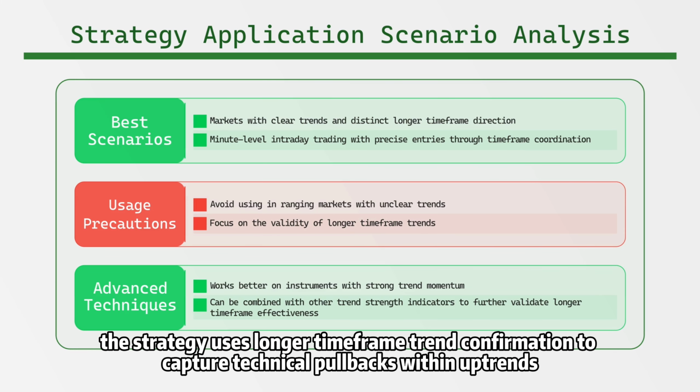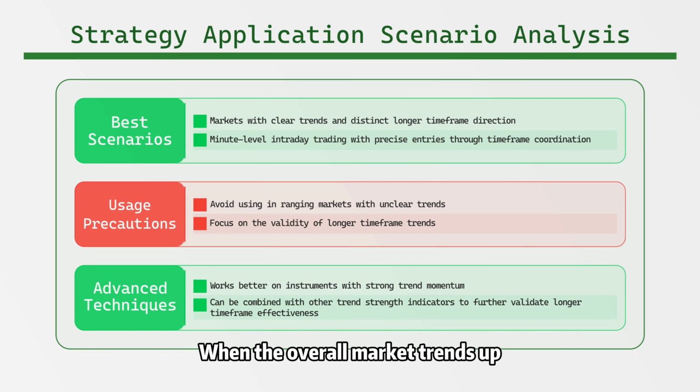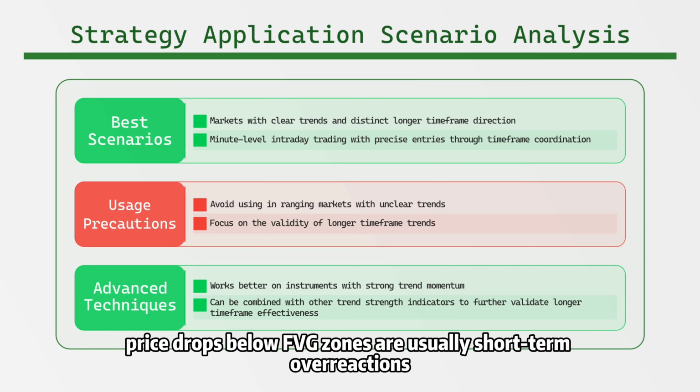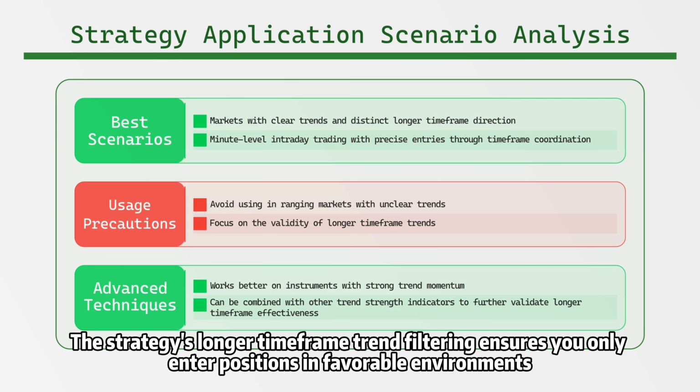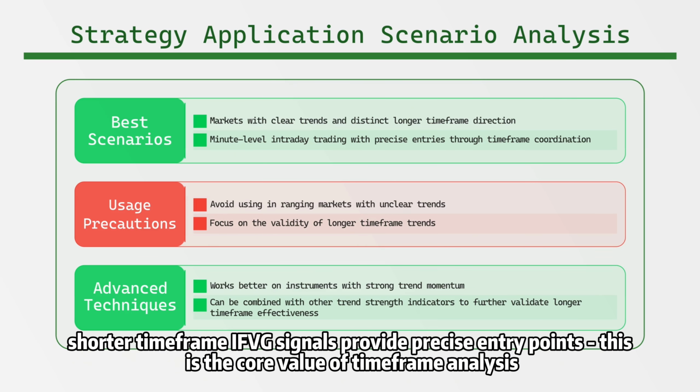In bull markets, the strategy uses longer timeframe trend confirmation to capture technical pullbacks within uptrends. When the overall market trends up, price drops below FVG zones are usually short-term overreactions, and the subsequent rebounds provide high reward ratio, quick profit opportunities. The strategy's longer timeframe trend filtering ensures you only enter positions in favorable environments, while shorter timeframe IFVG signals provide precise entry points. This is the core value of timeframe analysis.